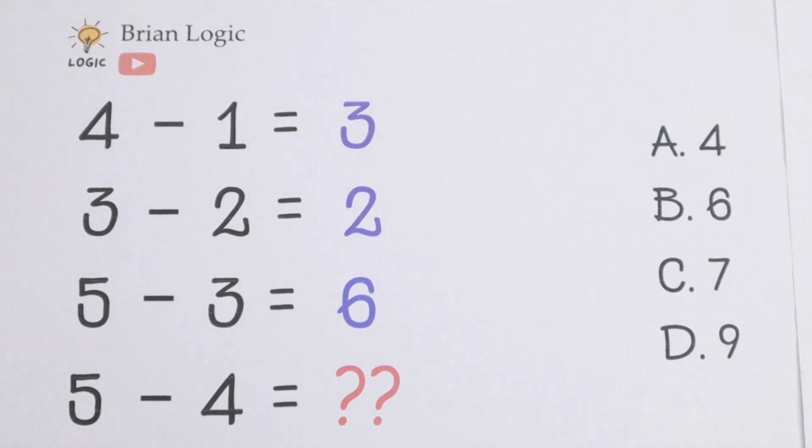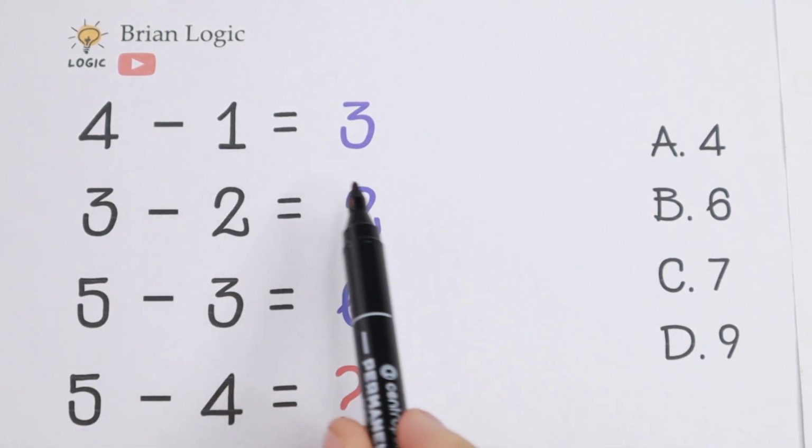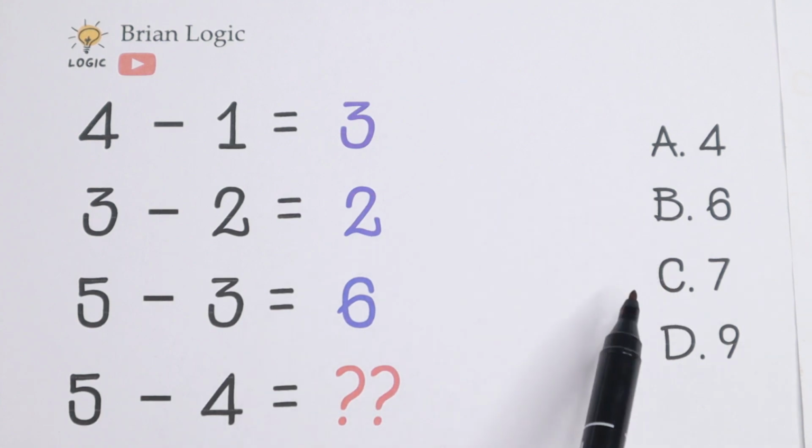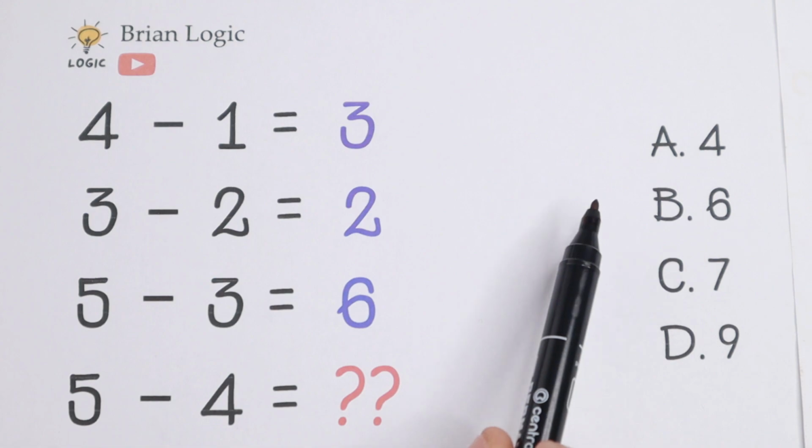In this video we are going to solve this interesting logic problem. We have that 4 minus 1 equal to 3, 3 minus 2 equal to 2, 5 minus 3 equal to 6, and we need to find this value, 5 minus 4, what it will be equal to. And right here on the right hand side we will have a lot of options A, B, C and D.